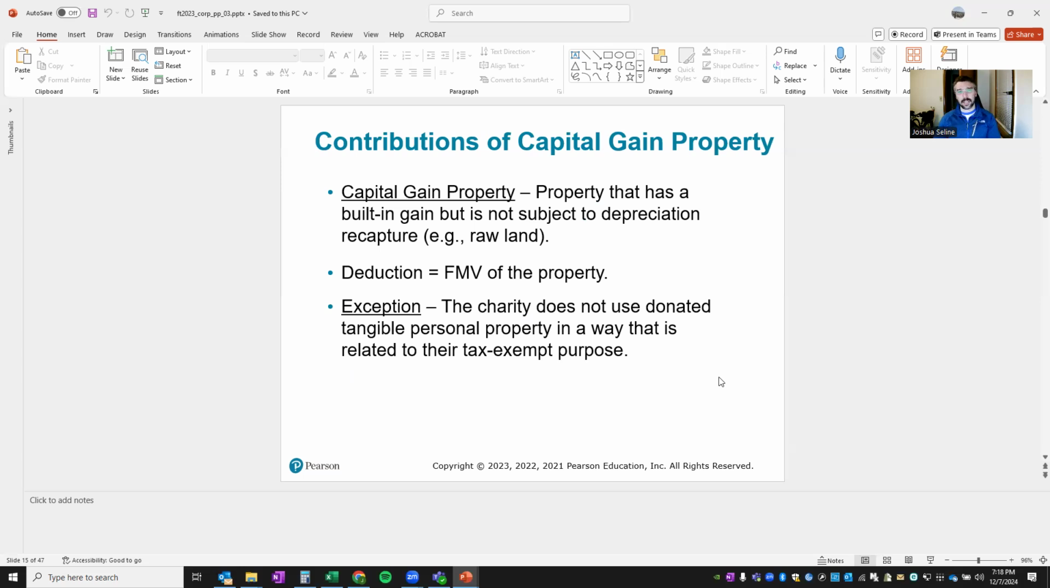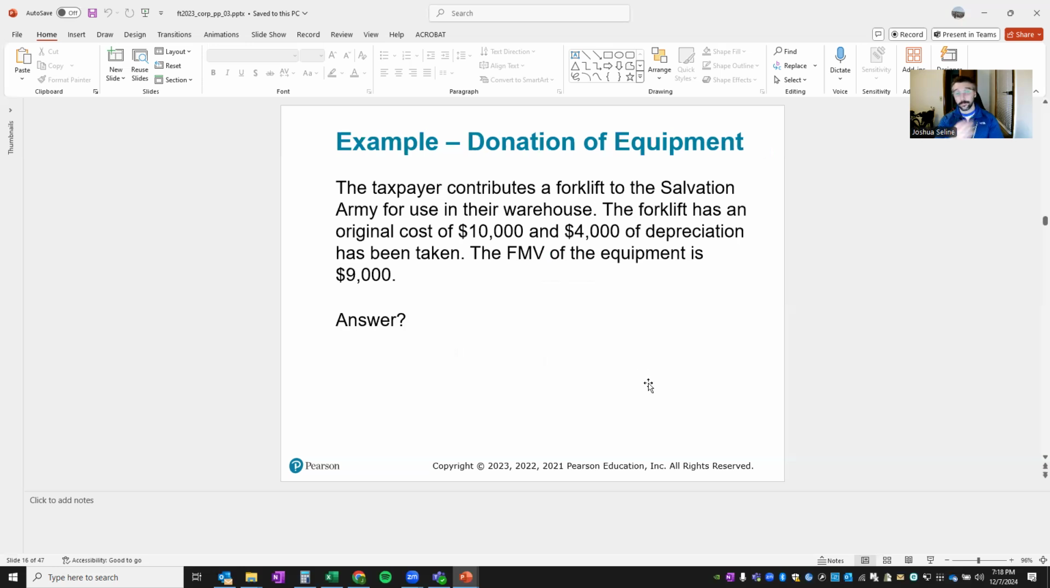Calculation for contributions of capital gain property. So property that has a built-in gain, but is not subject to depreciation recapture, then your deduction is the fair market value of the property. Exceptions exist if the charity does not use the donated tangible personal property in a way that is related to their tax exempt purpose. Generally, when you donate this property, you receive a letter saying, yep, we are using it for its intended purpose. It can't be used for something else, and you get a deduction for it. The charity also has to hold up their end of the deal and use it in a way that is related to their tax exempt purpose.